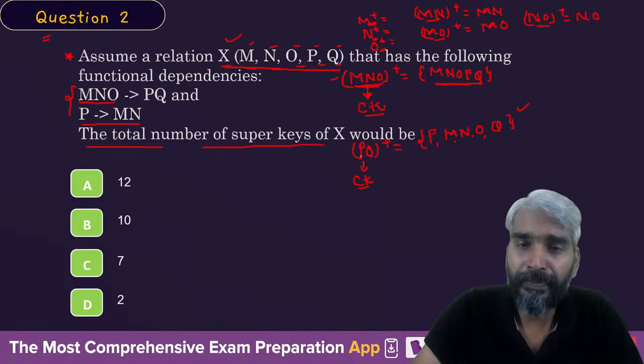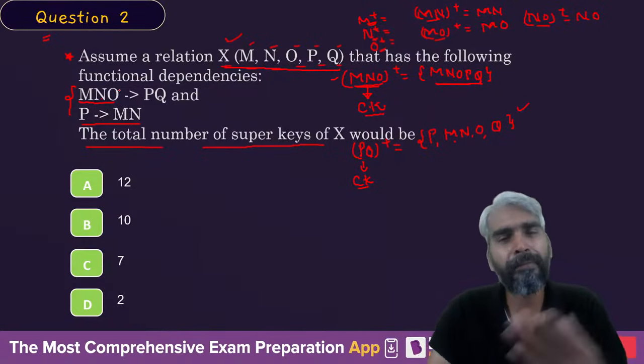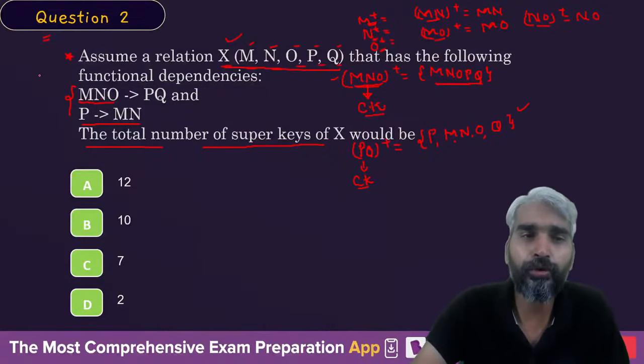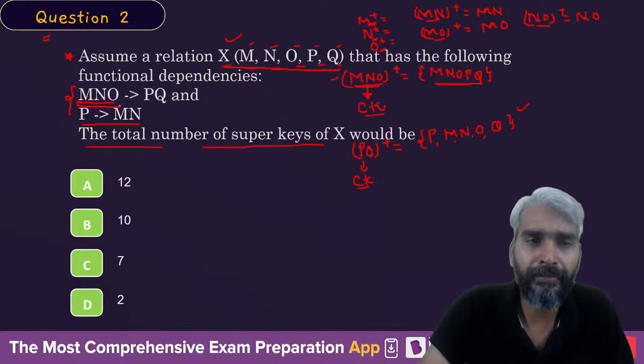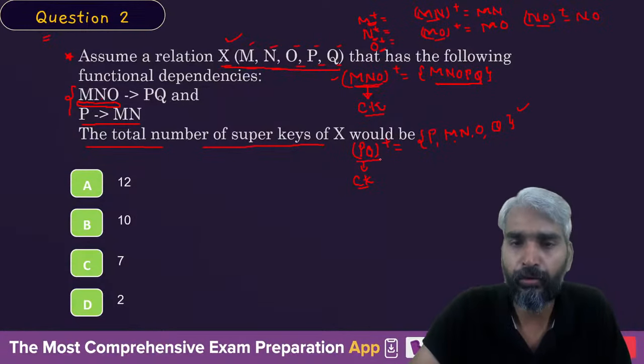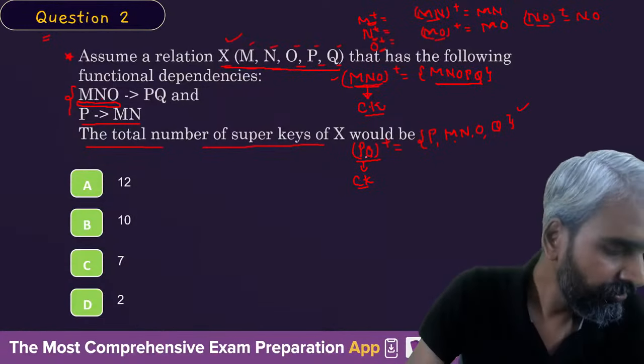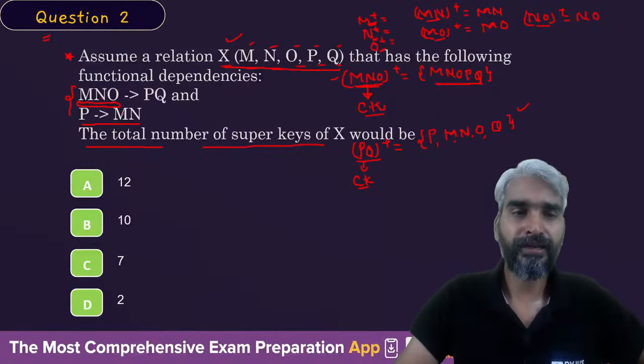Now, you can replace P by MN in PO, but you will get MNO only, nothing new. So there are two candidate keys. One is MNO, another is PO. Clear hai itna sabko? There are two candidate keys for this relation. One is MNO, another is PO.